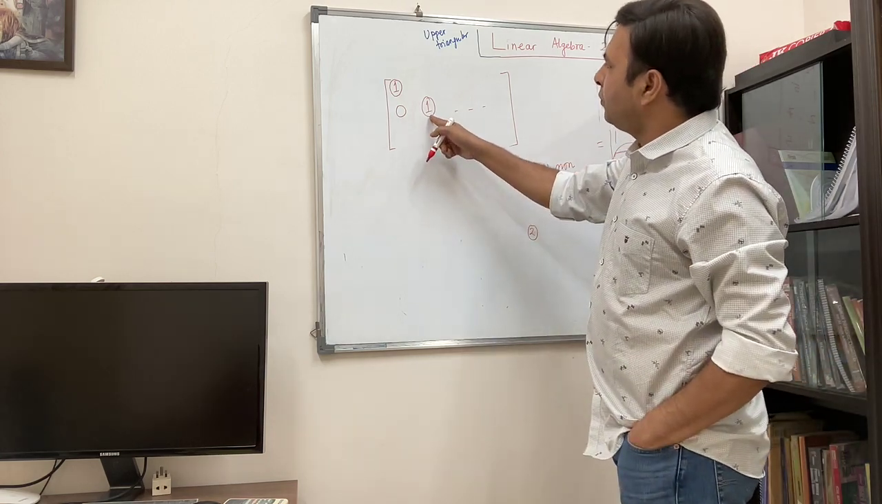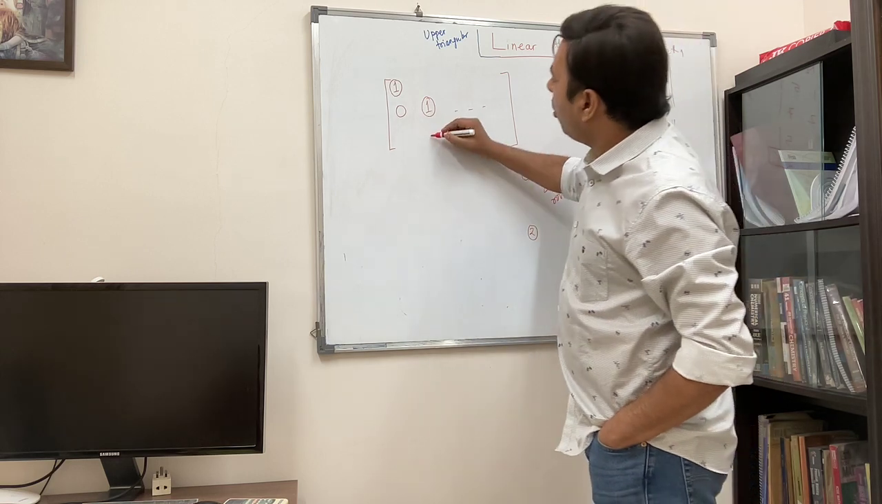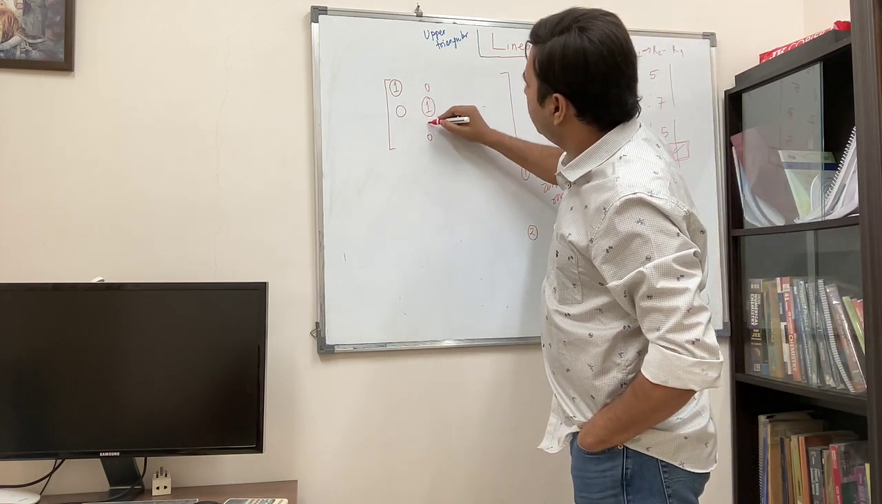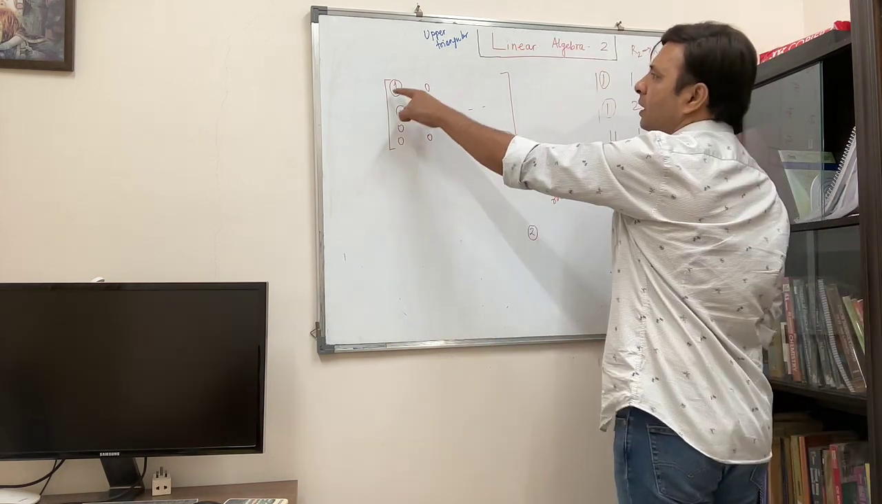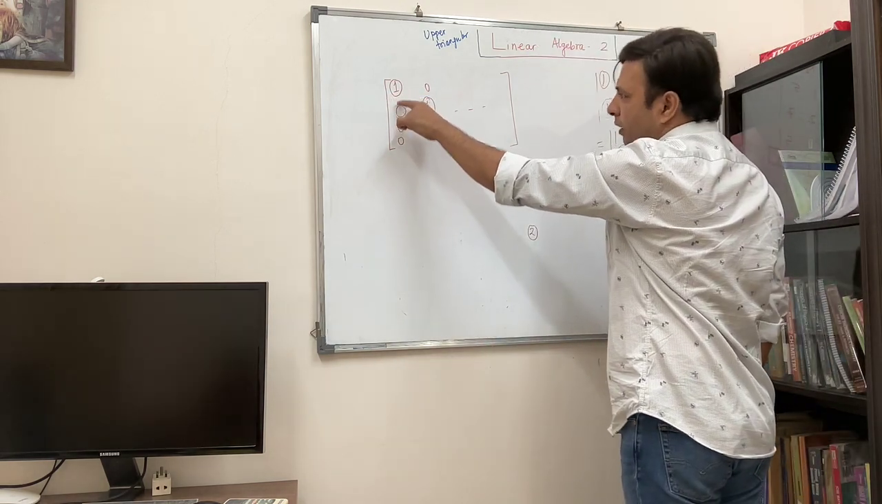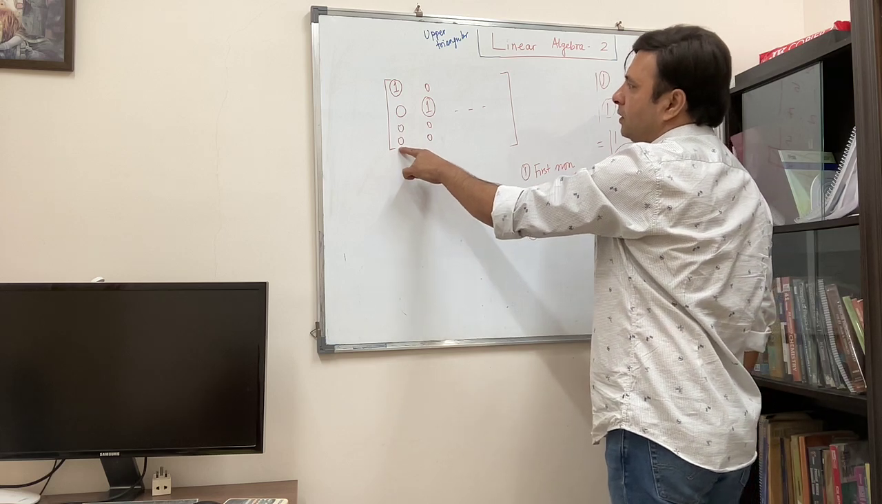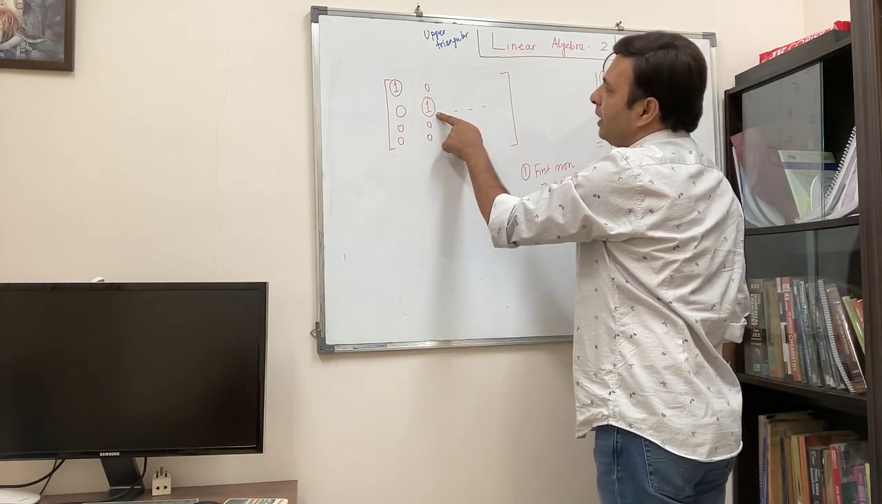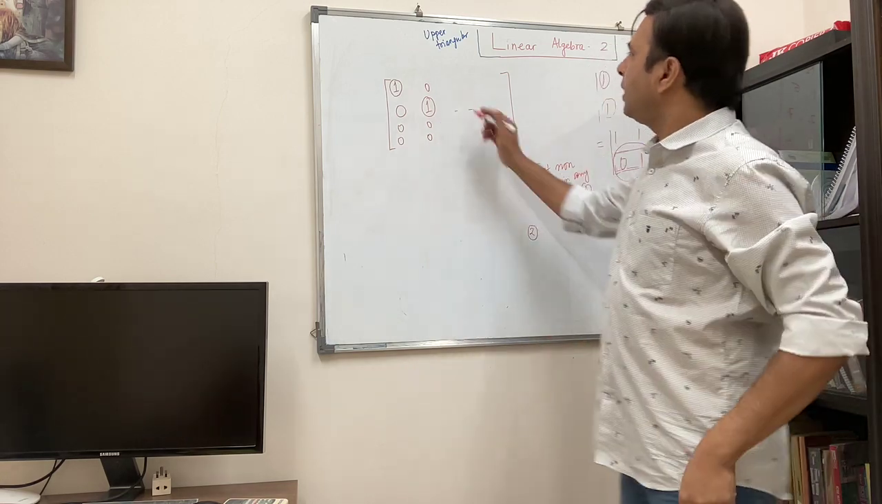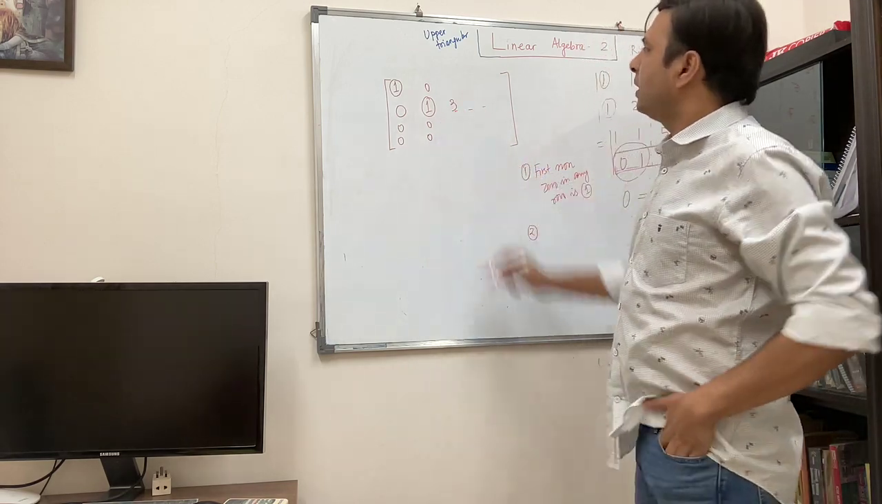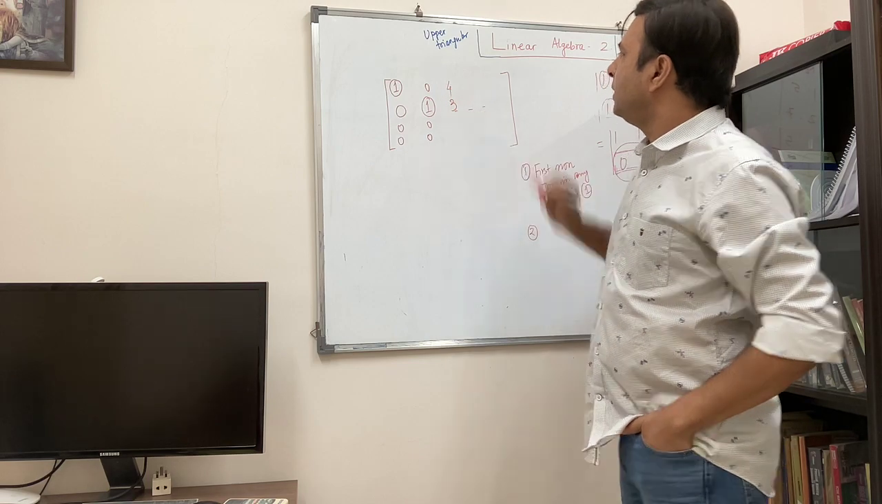that whenever you see a first non-zero for any row, all the other elements of that column are 0. So this is the leading one in the first row, everything in that column except that one is 0. Similarly, this is the leading element in the second row, everything in that column is 0. Here it can be anything. It can be 3 and then here it can be 4, doesn't matter.